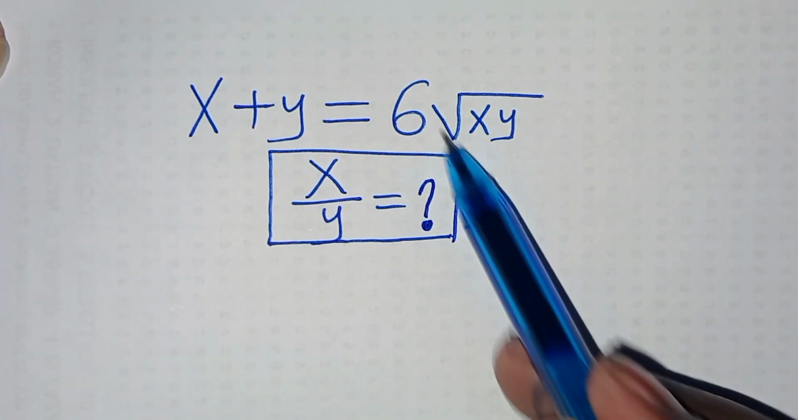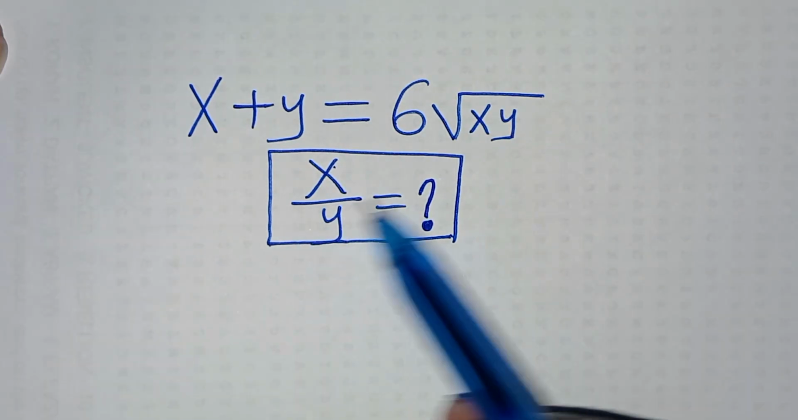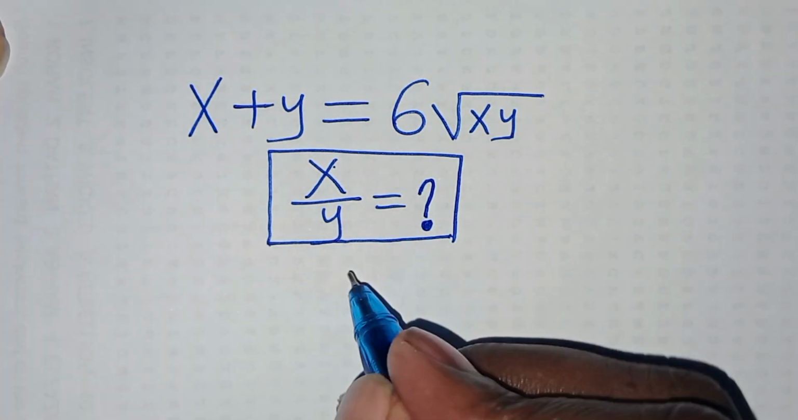You're welcome to solve this nice algebra problem: x plus y is equal to 6 multiplying by the square root of xy. What is the value of x over y? Let's provide a solution here.